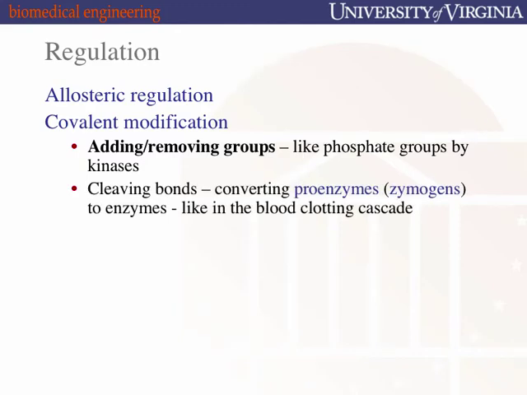All right. Another way is to cleave bonds. So we can convert things like proenzymes. Remember I talked about this designation of proteins. Pro in front of a proenzyme or a protein implies that there's some type of processing step to get the mature product. In this case, it's an enzyme that has to undergo some type of proteolytic cleavage in order to become active. We call these proenzymes. You'll also see them in literature called zymogens.